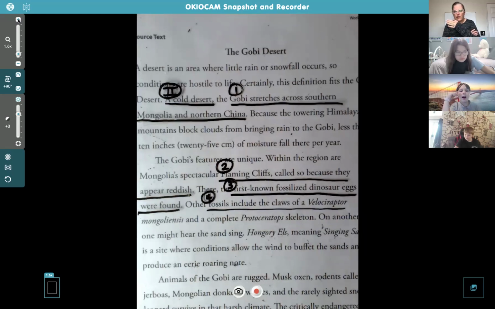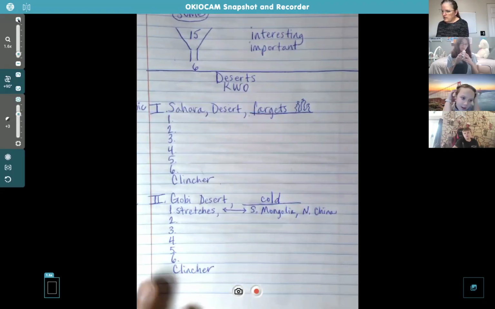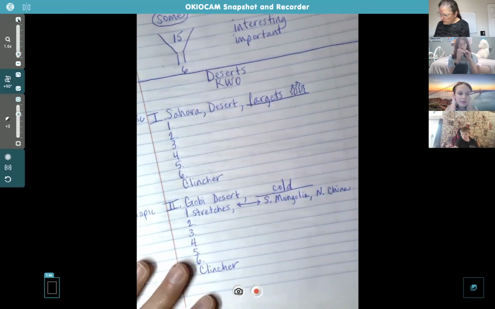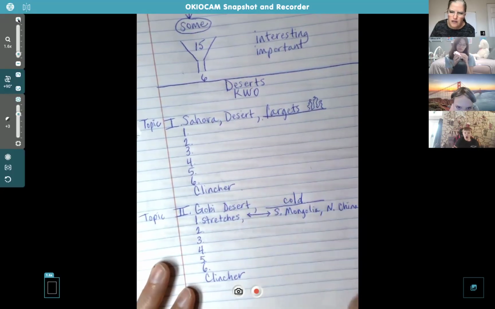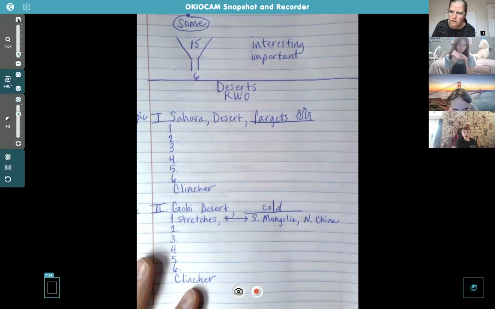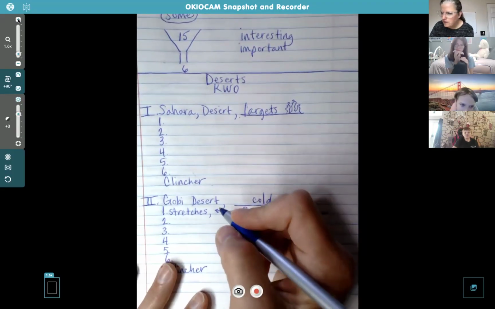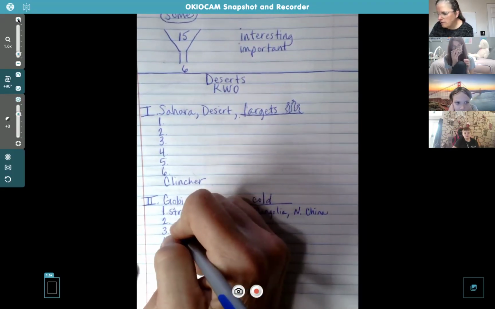It means that's how they look, right? Appear means how it looks, because it looks reddish. That's why they're called flaming cliffs. But we could do little googly eyes or something like that. Yeah, we could, up here. Okay. So flaming, does anybody else have any ideas on how to put that in here? All right, I like the idea of a flame.